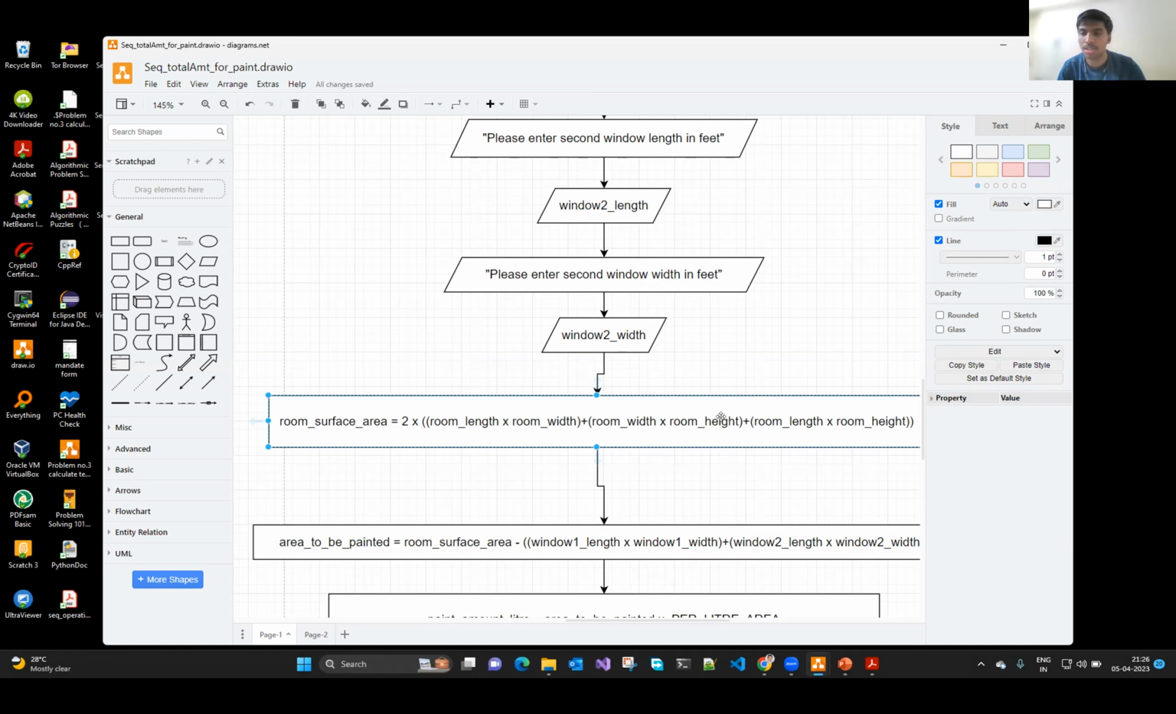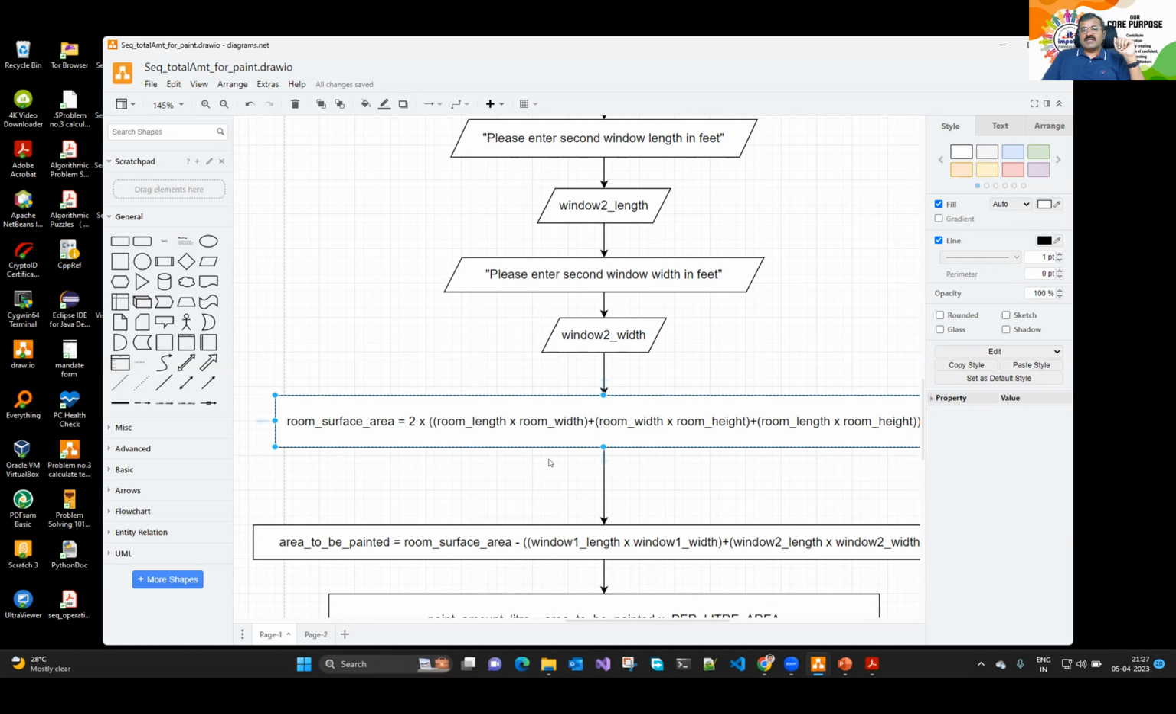Twice नहीं होगा, क्योंकि twice नहीं चाहिए. But ये बाकी तो सही है ऐसे. Room length into width, room width into height, room length into height. Is this all required? Yes, sir. ये all is required. तो आप ध्यान से देखोगे room का length into width, plus room का width into height, plus room का length into height.